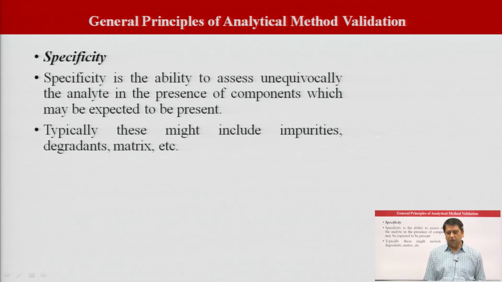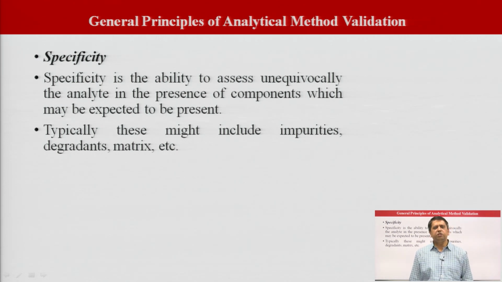So, the first parameter for the validation of an analytical method is specificity. Now, what is specificity? Specificity is the ability to assess unequivocally the analyte in the presence of components which may be expected to be present. Typically these might include impurities, degradants and matrix.